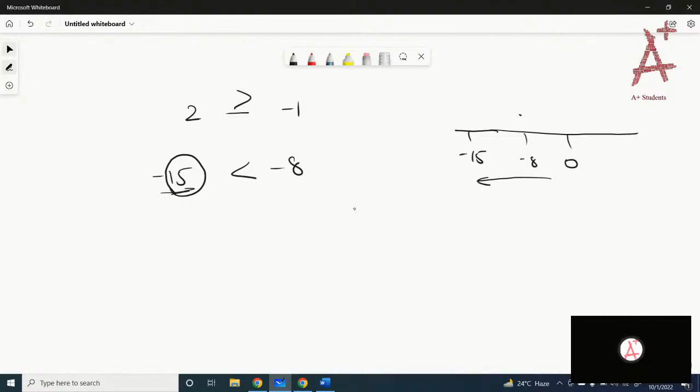As the numbers are getting greater and greater on the negative side, they are getting smaller and smaller. Like here we have negative 15, so negative 15 is much smaller than negative 8. Got it? Okay, the next one: which sign makes the statement true? 4 and negative 3. Is it less or greater? Yes, it is greater. Good, because positive numbers are always greater than negative numbers. So 4 is greater than negative 3. Got it? Okay, let's start the test for this topic.